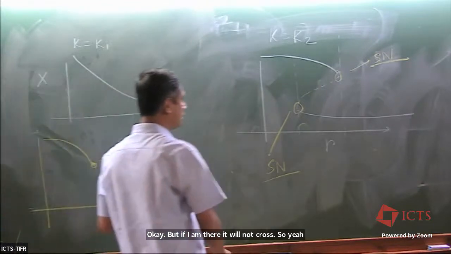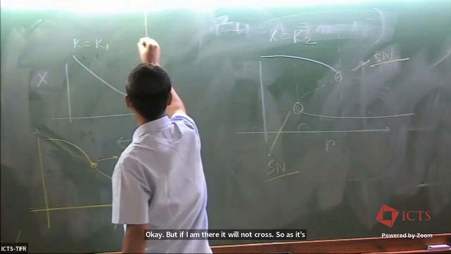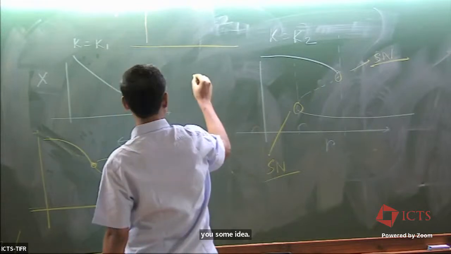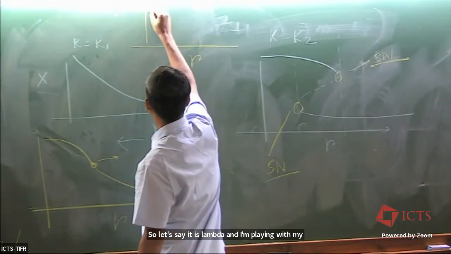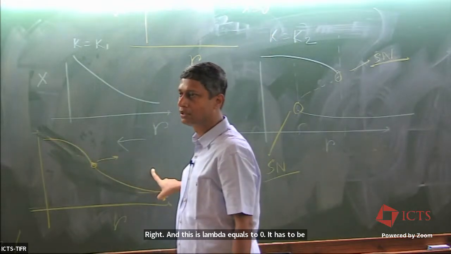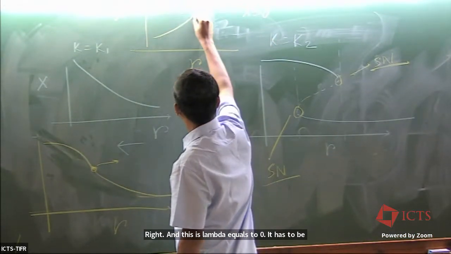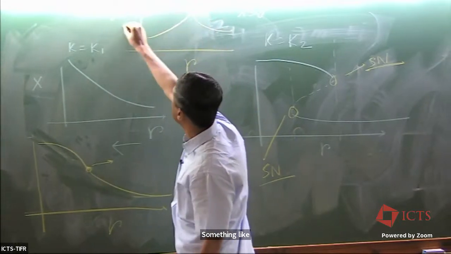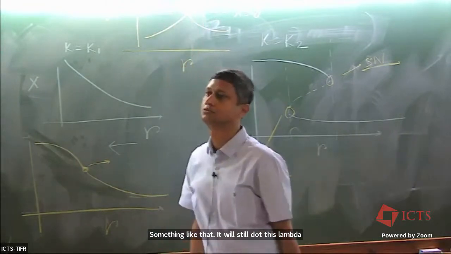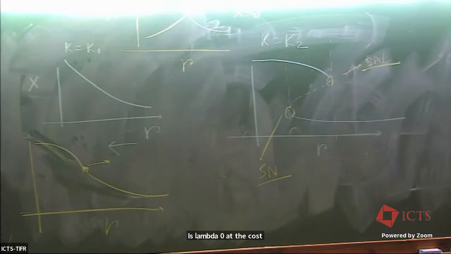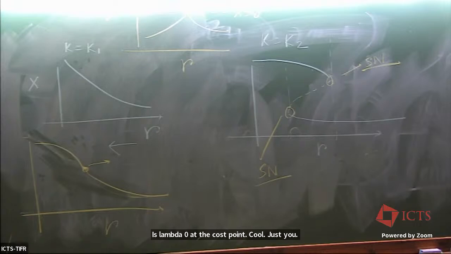I don't remember the exact diagram, but I can still give you some idea. Let's say it is lambda, and I am playing with my R, right? And this is lambda equals 0. It has to be negative because this is stable. So it will be something like that. It will still touch this lambda 0 at the cusp point. You are just about to start your discontinuity; it is about to appear.